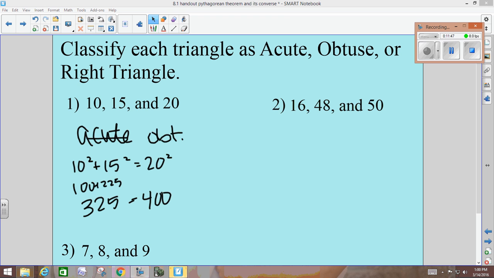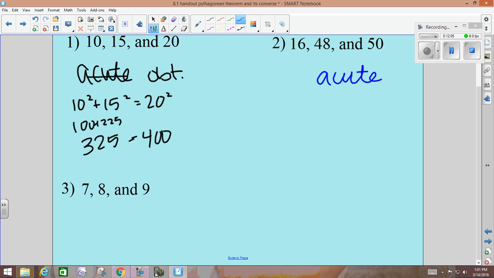Andrew, what did you get for 16, 48, 50? You guys agree? Alyssa, how about 7, 8, 9? Obtuse, you guys agree? Seven squared, 8 squared, 9 squared. So 49 and 64 would give us 113 and 81. It should be acute because your c squared is smaller than it.